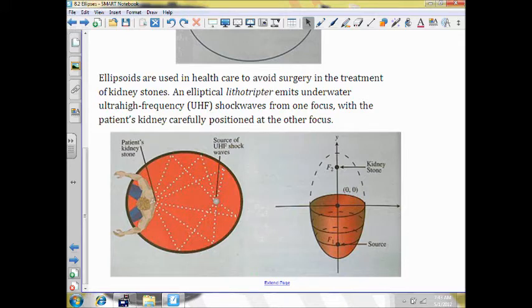Now, an elliptical lithotripter emits underwater ultra-high frequency shock waves from one focus, with the patient's kidney carefully positioned at the other focus. So what's going to happen is they're going to bounce those shock waves off the side of the ellipse. It's going to hit the kidney stone right where it needs to, and therefore destroy the kidney stone, letting the person pass it through their urinary tract.